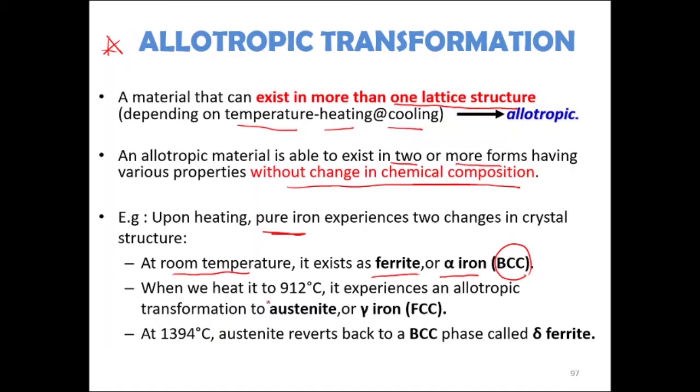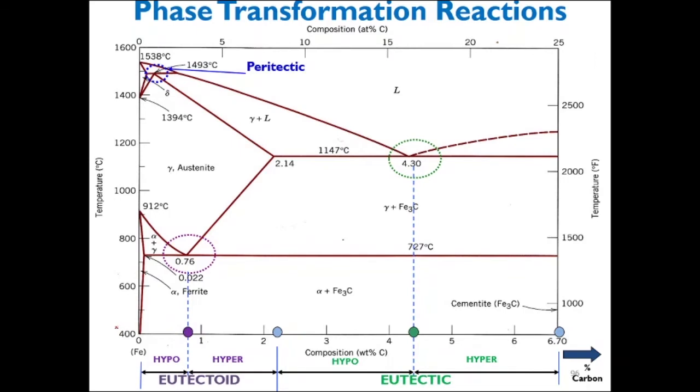When we heat it to 912 degrees Celsius, it experiences an allotropic transformation to austenite, which we also call gamma iron, with a lattice structure of FCC. What this means is, at first, at room temperature, it is in BCC form. The microstructure is alpha ferrite. And then, after 912 degrees Celsius, the microstructure changes into austenite or gamma iron. The lattice structure changes from BCC to FCC.